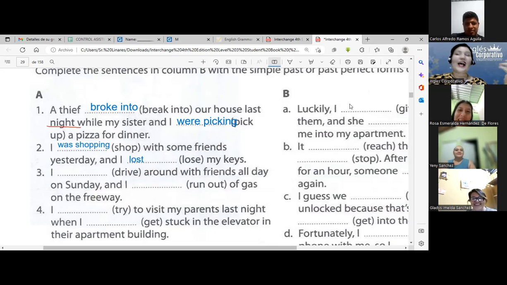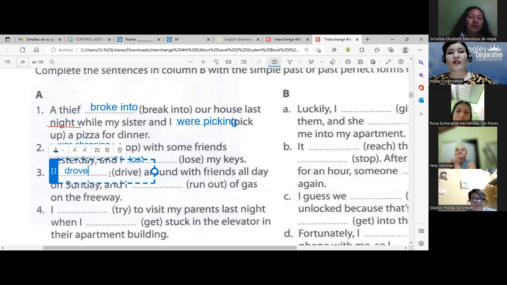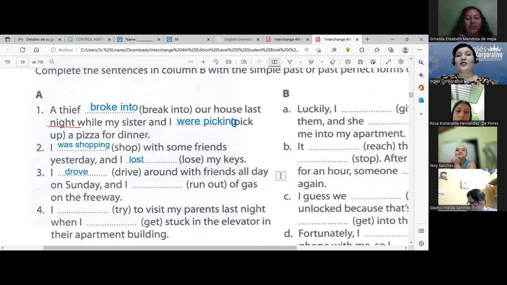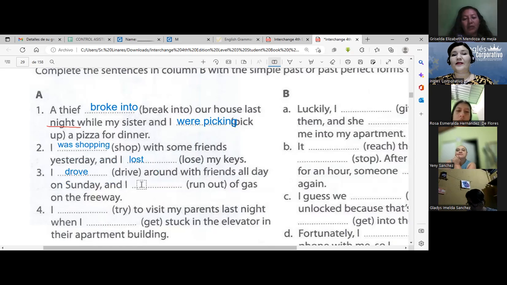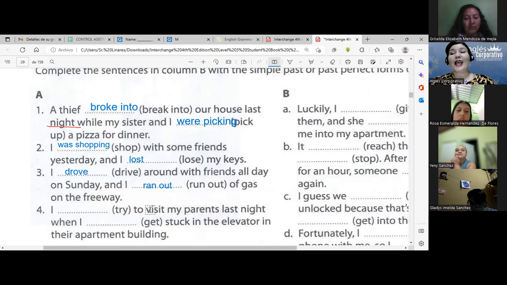It says, I drove around with my friends all day on Sunday. And I ran out of gas on the freeway. You can say when you are running out of gas. Yes. But in this case, you cannot say, and I am running out of gas on the freeway. No. I ran out of gas, right? Se me acabó la gasolina.